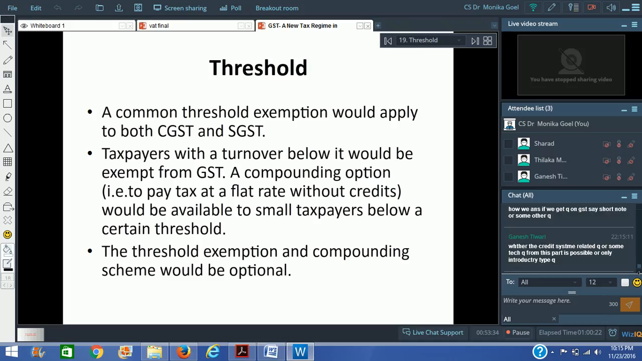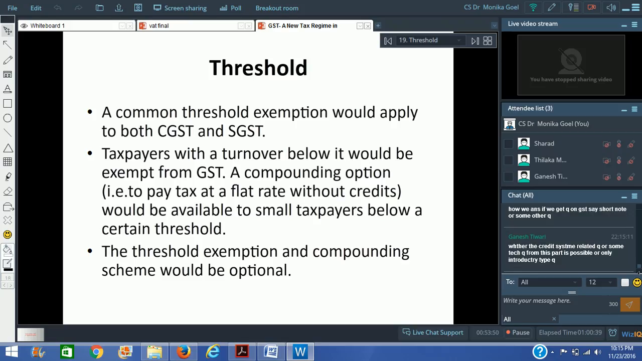Taxpayers below that particular turnover limit would be exempt from GST. There would also be a compounding scheme, as we have for the small taxpayers in case of service tax, excise and VAT as of now as well. And these schemes would definitely be optional.